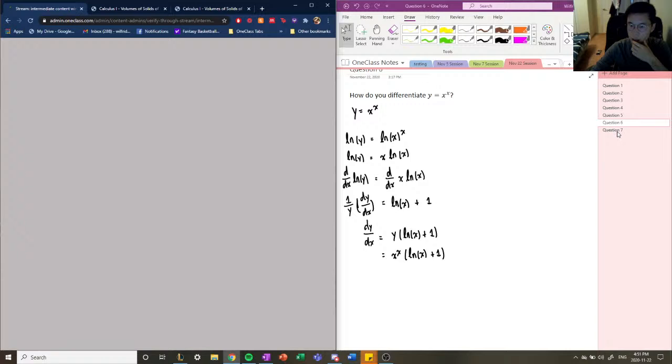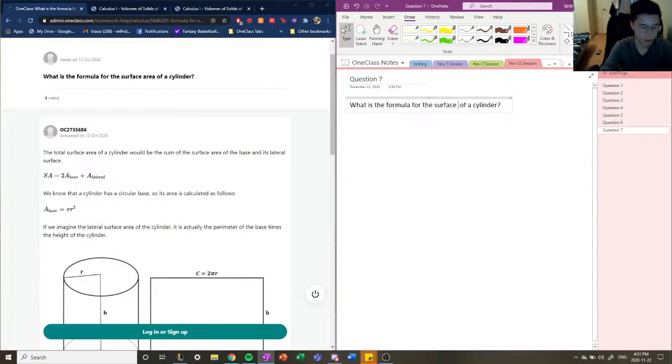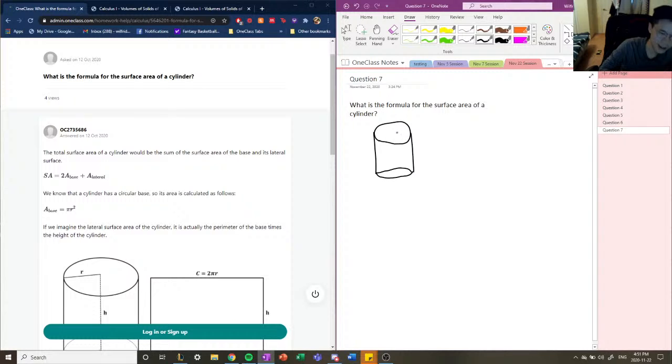All right. Let's move on to question number 7. What is the formula for the surface area of a cylinder? Okay. So a cylinder has 2 circles at the top and bottom, and it has a surface that connects these 2 circles together. So this is what it kind of looks like. Sorry for my terrible drawing. This is what a cylinder looks like. It technically has 3 sides, so we can break it up into these 2 circles and this huge long area.